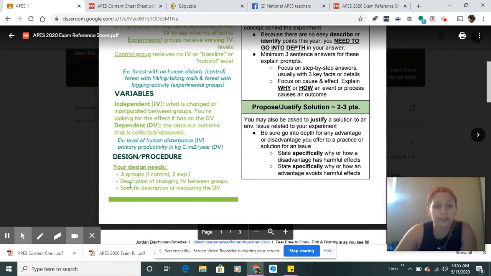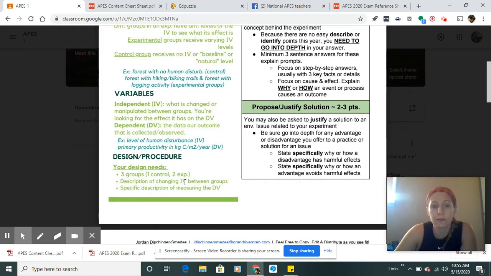So you need a description of changing the independent variable between groups. That would be like changing what you're testing between groups. So if you're looking at pH, maybe having the neutral pH of 7 for your control, and then doing an acidic, less than 7, and then a basic, greater than 7. But obviously you'd have to describe what pH is, and that would depend on the experiment.